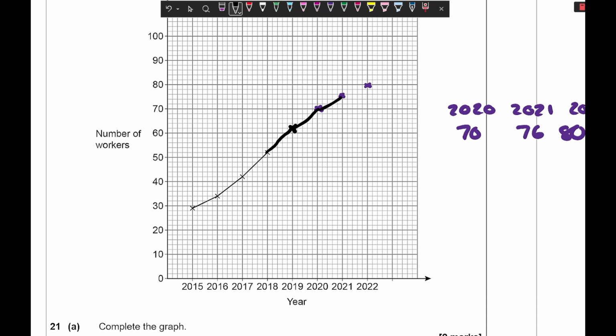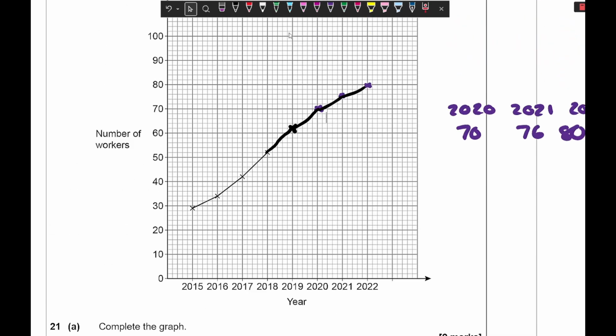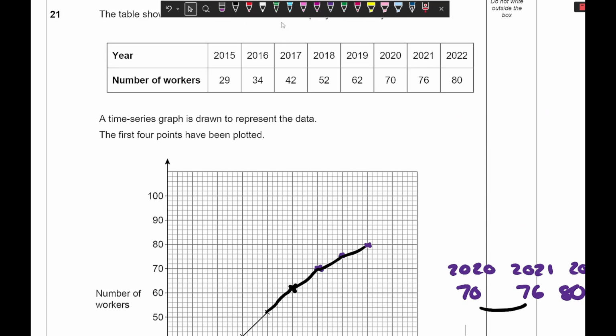And again, please do use a ruler, but it should look something like this. And then it says estimate the number of workers for 2023. So look, as you can see the trend is going up. And looking at the difference, if we go back to the table, for the most recent years we've got +6, then it's +4. So you're probably looking at an answer of around +2 maybe.